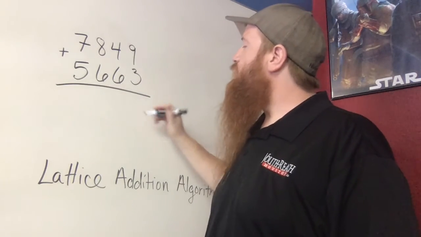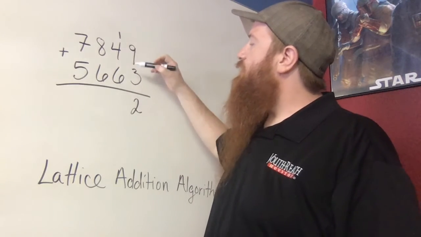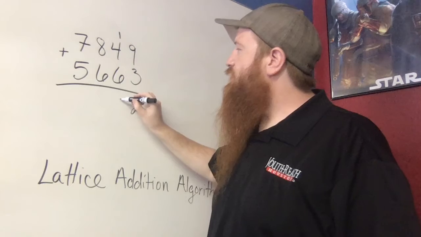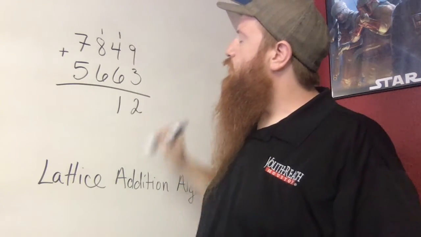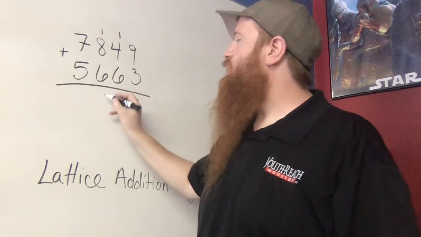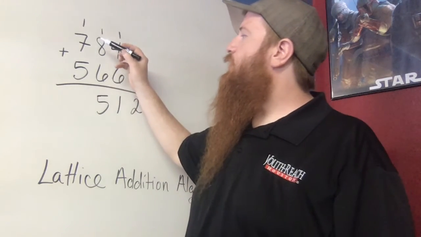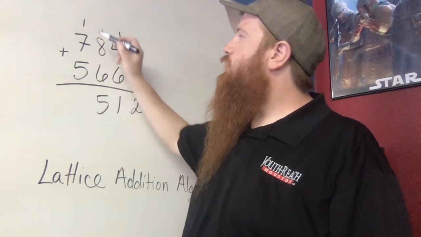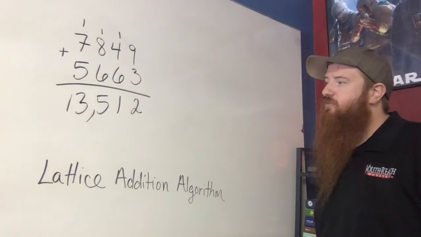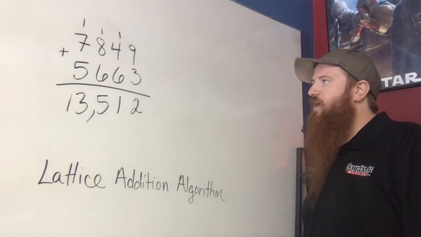We have 9 plus 3 is going to give us 12. We have our 2, and then we're going to carry the tens place over. We have 1 plus 4 is going to give us 5, plus 6 will give us 11. Our 1, carry over that 1. 8 plus 6 is going to give us 14, plus 1 is going to be 15. Carry the 1. And then we have 7 plus 5 is 12. Add the 1 is 13. So there's our answer, it is 13,512.